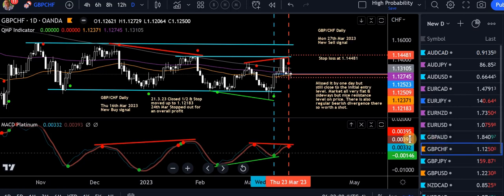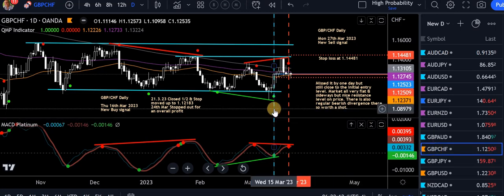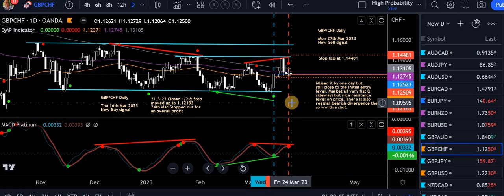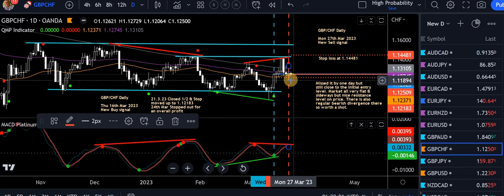Now this is a bit of a different one. For a start, it's highlighted in orange. There's a couple of reasons. One is my buy trade was stopped out. So I'll just move this red line out of the way. No, it wasn't stopped out. It was stopped out on Friday. So on that little spike down, stopped out.